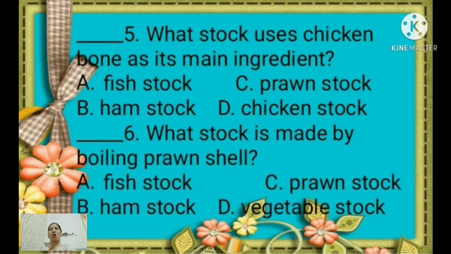Number 5. What stock uses chicken bone as its main ingredients? A. Fish stock. B. Ham stock. C. Prawn stock. D. Chicken stock. What stock uses chicken bone as its main ingredients? A. Fish stock. B. Ham stock. C. Prawn stock. D. Chicken stock. Number 6. What stock is made by boiling prawn shell? A. Fish stock. B. Ham stock. C. Prawn stock. D. Vegetable stock.